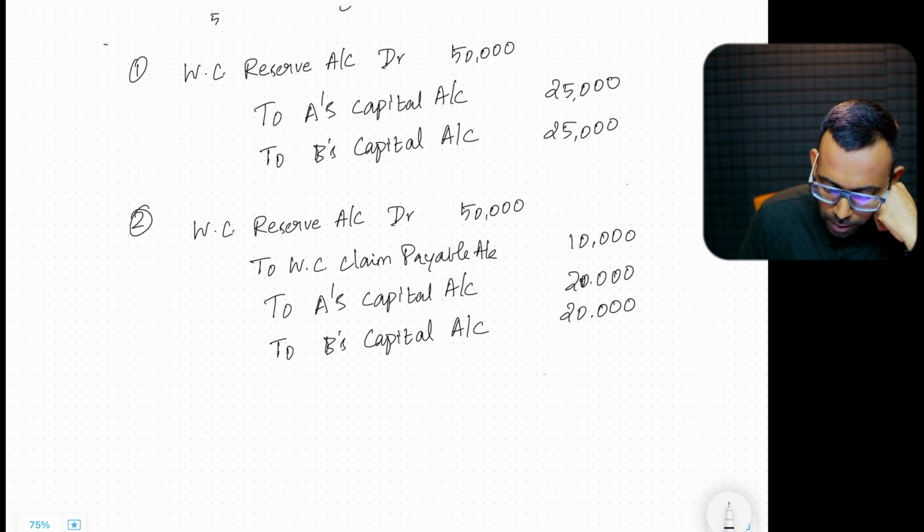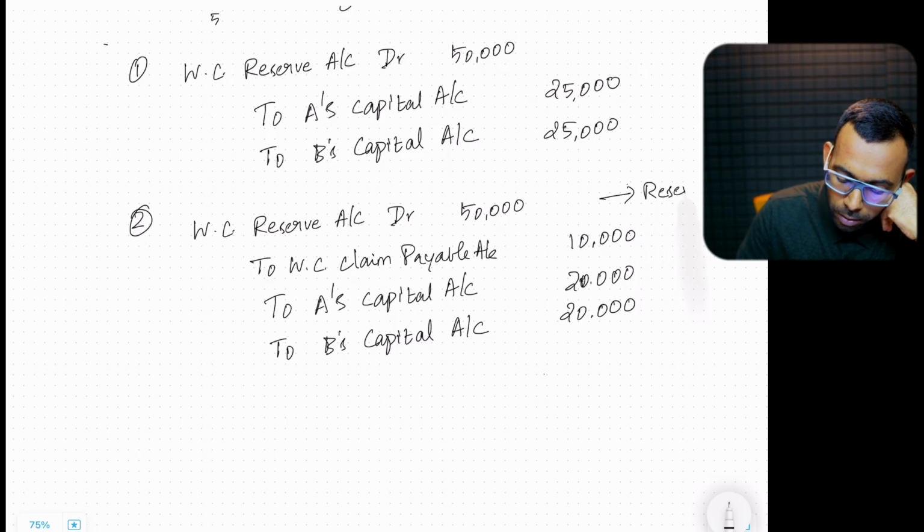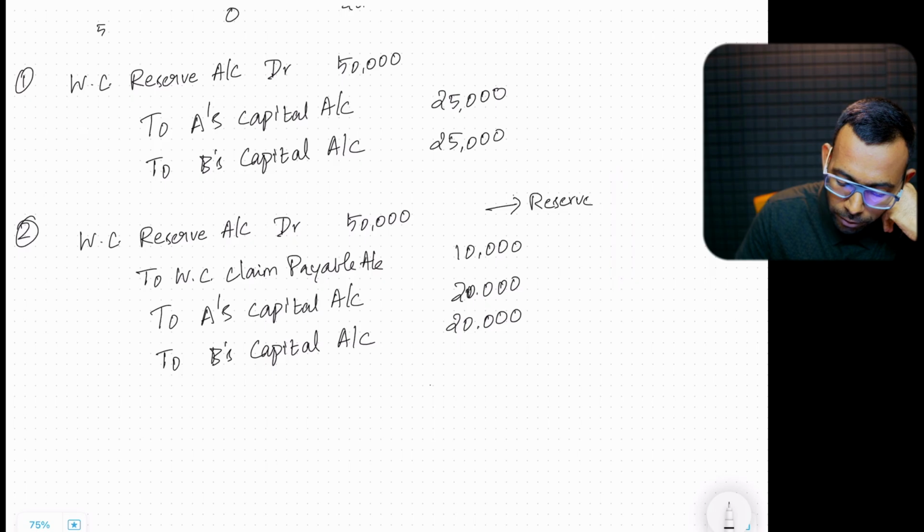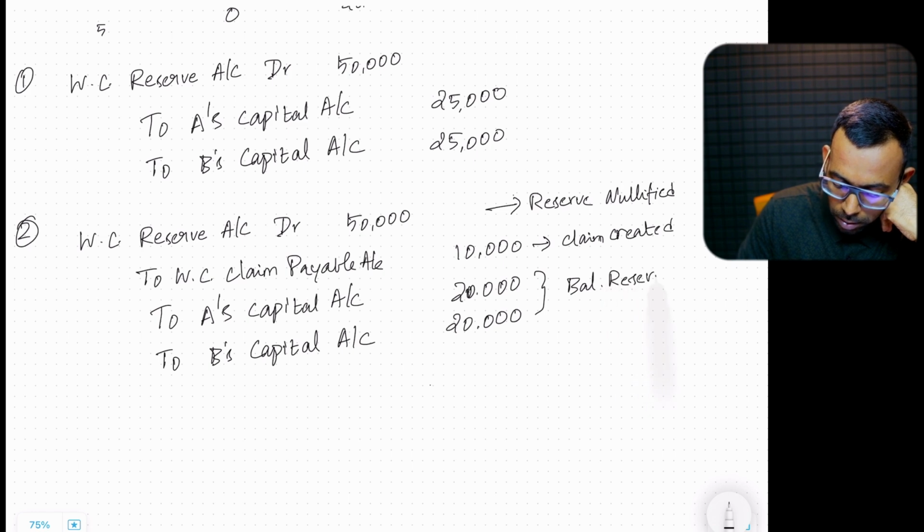A's capital account, B's capital account, 20,000 each. Just take a look at it. This is the second scenario. Reserve of 50,000 got nullified. We created a claim here, a liability has been created, and then the balance of the reserve is distributed to the partners.